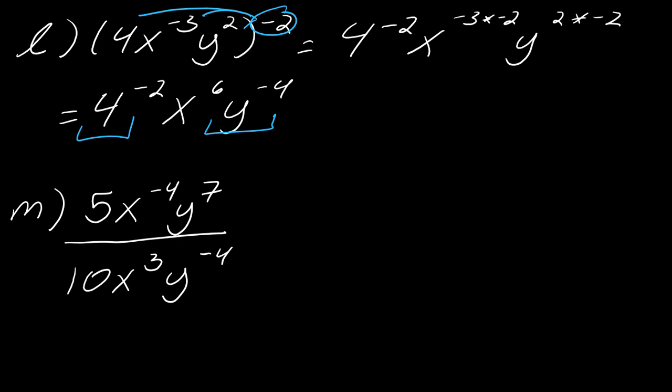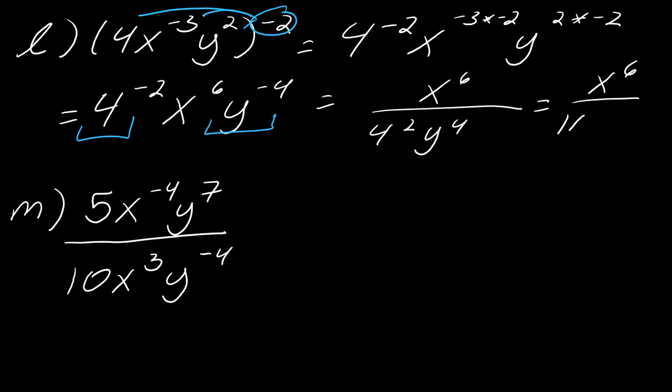And so my final answer will be x to the 6th over 4 squared y to the 4th, and that's x to the 6th over 16 y to the 4th. There are a few ways you could have done this, but this should be the final answer that you got. If you didn't get this, I'm going to put money on you probably missed a negative exponent somewhere. Okay, so let's keep playing around with negative exponents.